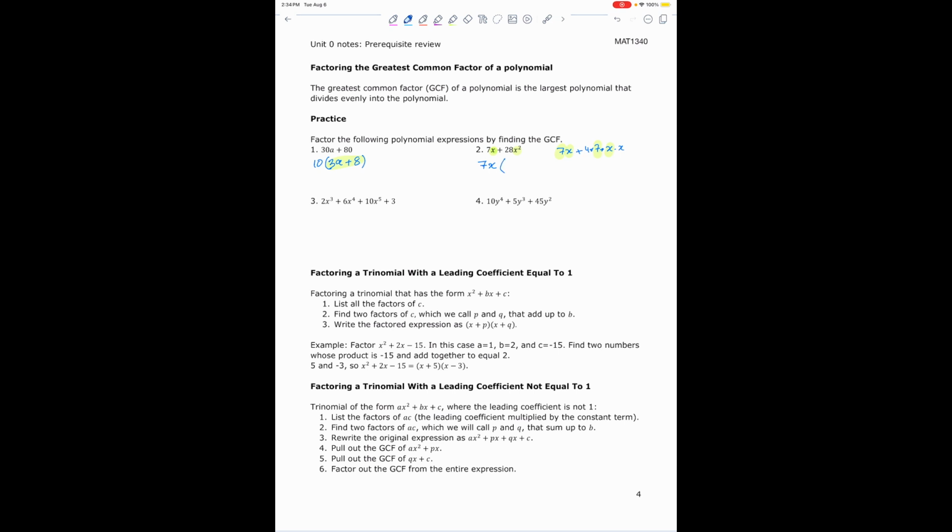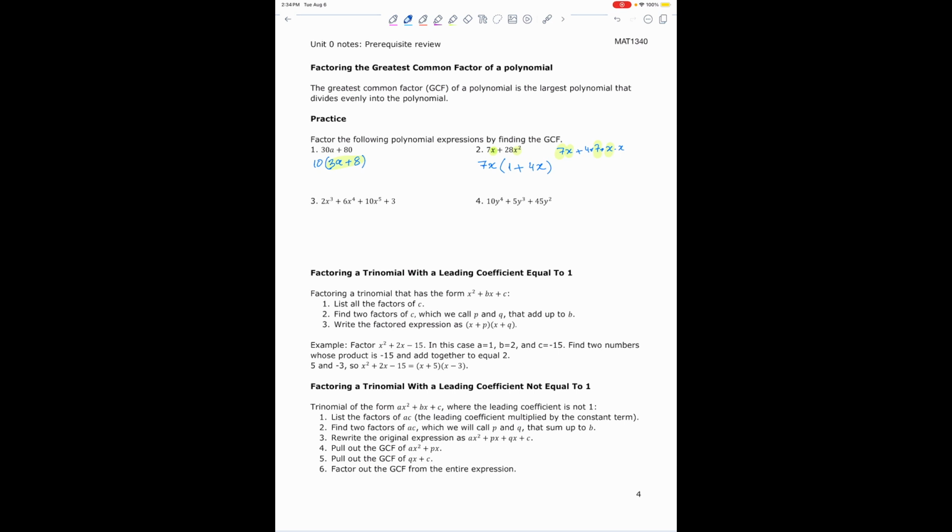Now we write the remainder. We divide the first term, 7x, by the greatest common factor, and we get 1. Plus we divide the second term by the greatest common factor, and we get what's left, which is 4x. So plus 4x, and here is the polynomial factored using the GCF method, or pulling out the GCF.